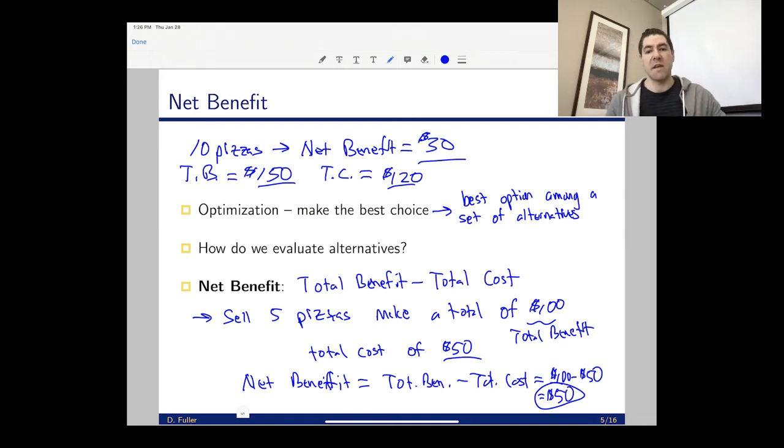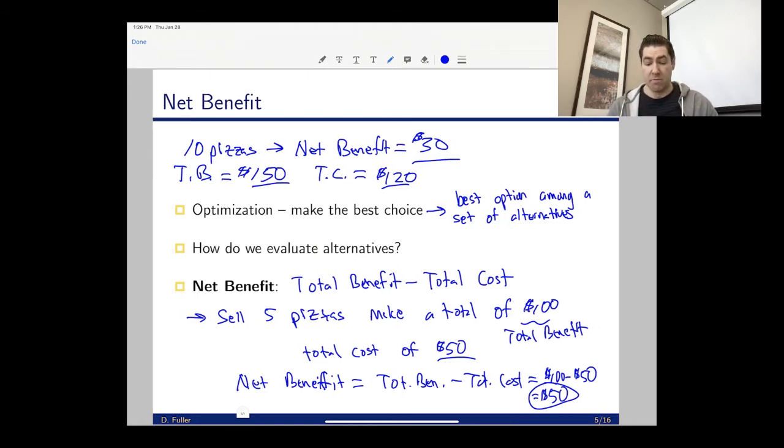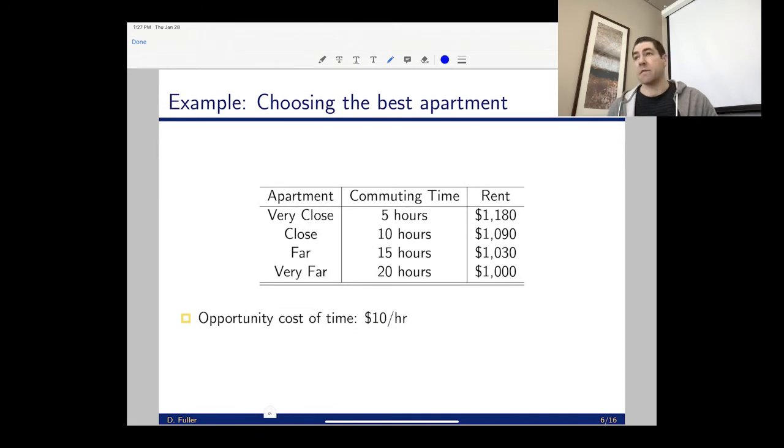Now that we have the basic idea of optimization using total value, i.e. net benefit, let's do an example that generally applies to our daily lives, something you could at least imagine yourself having to decide over. So this example is: I need to decide what apartment I want to rent for the upcoming school year.